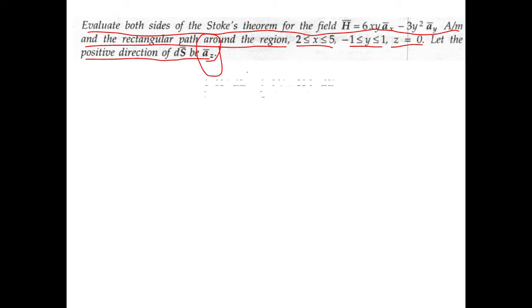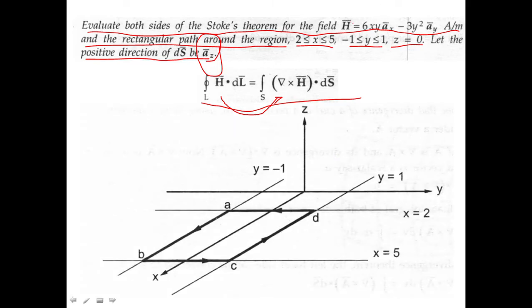Now how to draw the figure for this? Yeah, this is the formula which we'll be using. This is what we derived today from Stokes theorem, which relates the closed line integral to the open surface integral, right? So this is the formula we'll be using, and if you draw the diagram for whatever specification they have given, x is between 2 to 5. So this is 2 and this is 5, right?